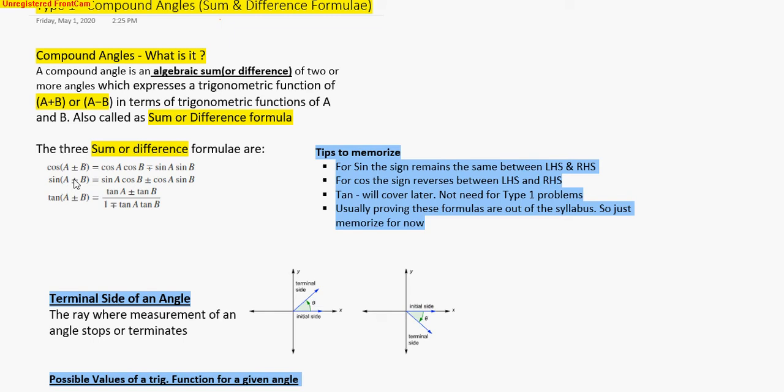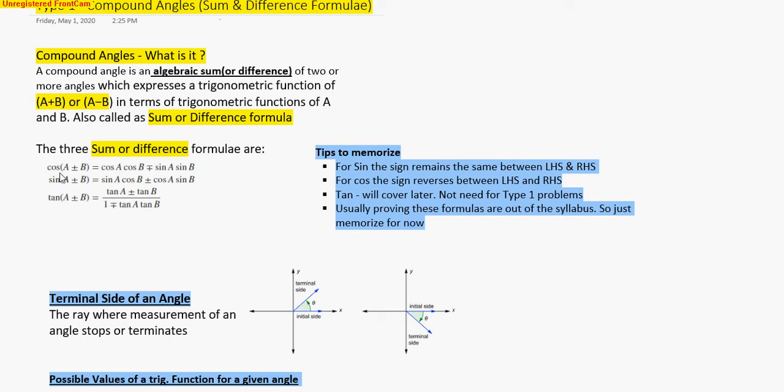So for the sine function, the center sign, positive or negative, remains the same as per the original formula, and it's a mixed equation where on one side you have sine and cos, and on the other side you have cos and sine. That's how you remember. Whereas for cosine A plus B, there are two differences. If you remember the sine, you can easily remember the cosine. You just remember one of them, and then you can remember the second one.